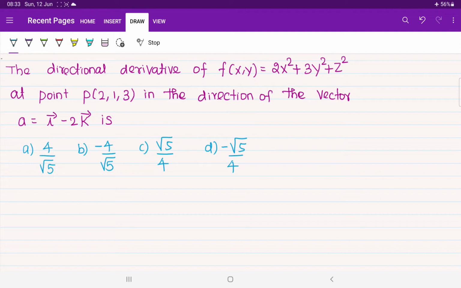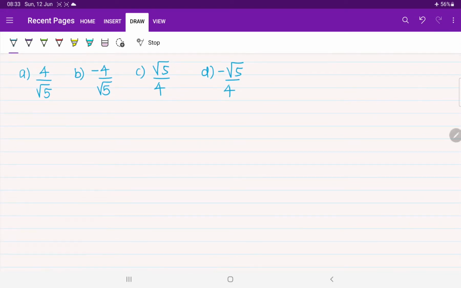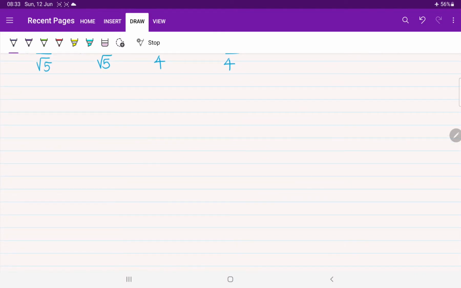In the question, if you are requested to calculate the directional derivative, then step number 1 is to always write down the directional derivative formula. What is the directional derivative formula, sir? I am simply writing directional derivative, D_a f. It indicates the directional derivative. It will be equal to del f.